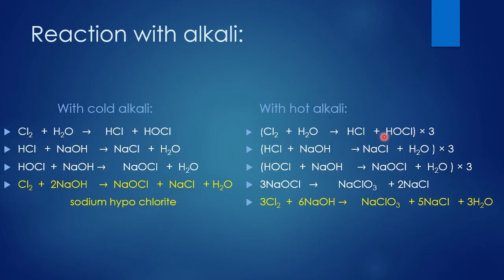Here, in the cold case there are only 3 steps, but here there is another, 4th step. One of the products formed, sodium hypochlorite, is unstable. It decomposes to give you sodium chlorate. So that is another product. So we are going to sum up all the 4 steps. When we sum them up, to balance that I have multiplied this with 3, 3, 3.